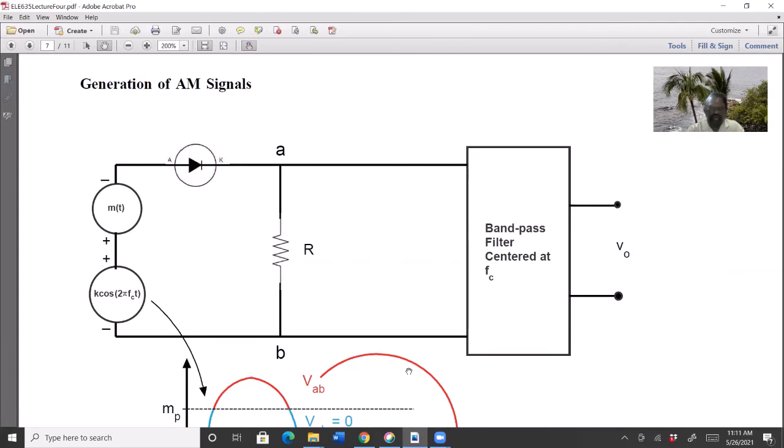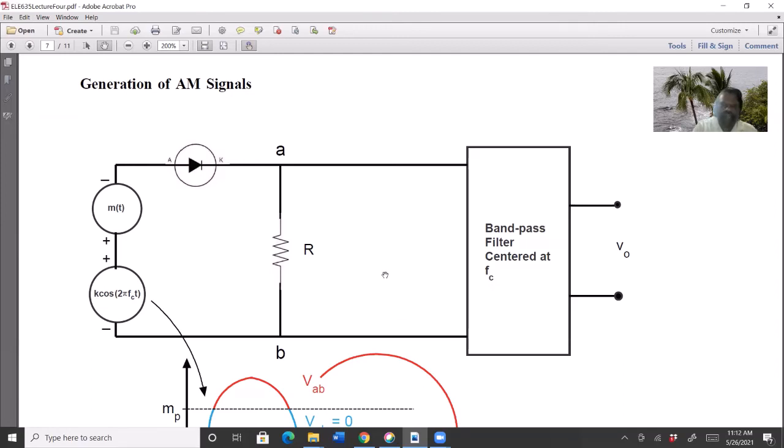Now, earlier we talked about how we generate DSBSC signal. There were two techniques. One is nonlinear circuits, the square and A plus B squared, and the other one is using diodes. The diodes in the bridge configuration have the same effect as multiplying the message signal by a square waveform, and then we do some filtering.